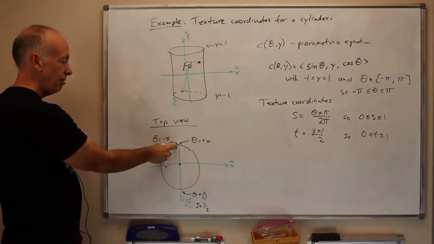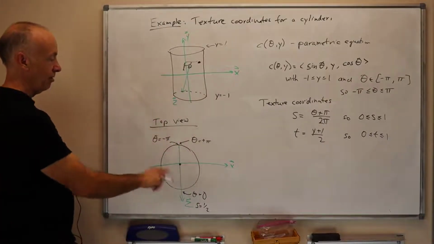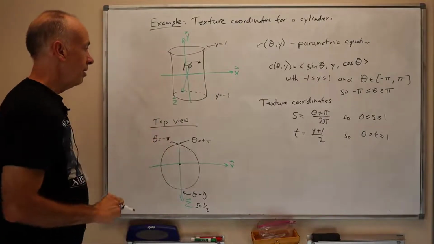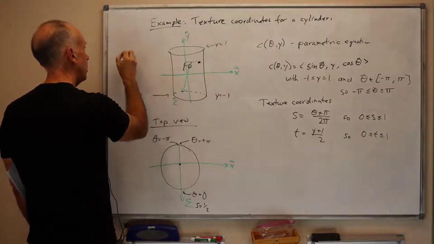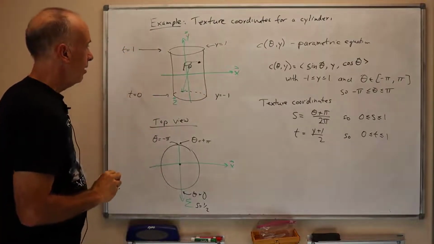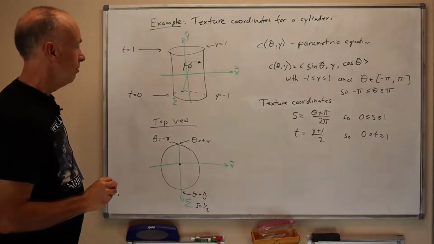So although we could either use minus pi or plus pi for the very back of the cylinder, we then use values of theta between minus pi and pi for wrapping around the cylinder. Whereas for the t value, t equals 0 at the bottom, t equals 1 at the top. And this lets us assign texture coordinates to the cylinder.